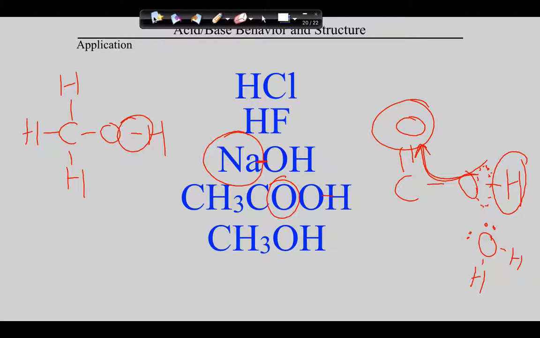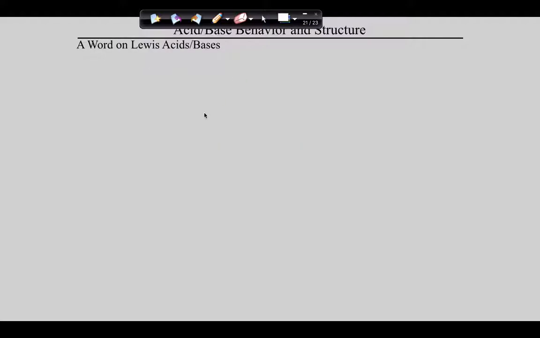So guys, here's the trick. I wrestle every year with whether we should even talk about Lewis acids and bases. We don't have time to do that right now. Frankly, it doesn't buy us much anyway. So what I want to do is just give you your homework. And then we will come back Thursday and we may or may not talk about Lewis acids and bases. And it's not a big assignment, right?